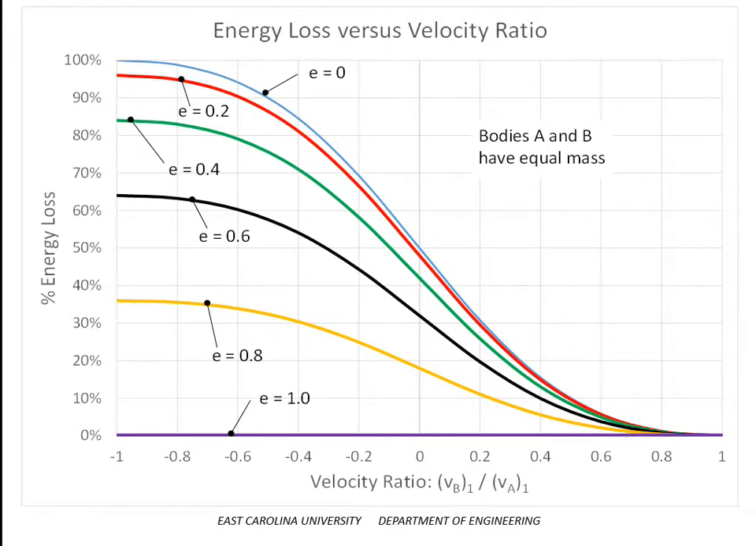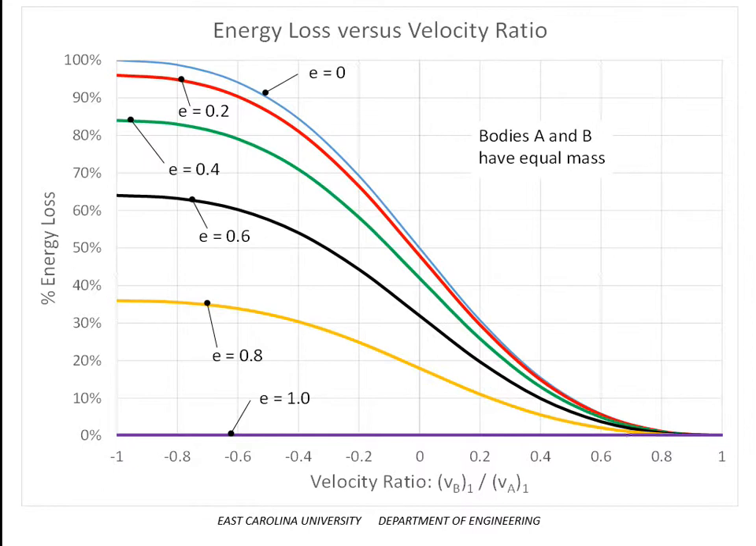And so we can make a graph using our calculations here, and what we see is that if we plot the energy lost versus the velocity ratio, on the left side would be the velocity ratio of -1, in other words, where the two of them are coming towards each other at the same magnitude of velocity. And so 100% energy loss occurred when that happened and when the coefficient of restitution was equal to 0. And you can see across the bottom, with the coefficient of restitution equal to 1, there's never any energy loss regardless of the velocity ratio.